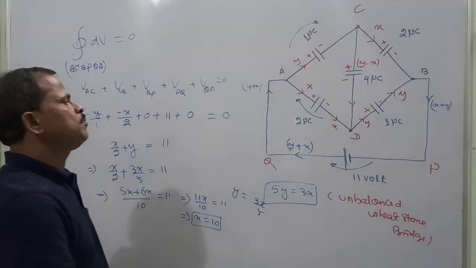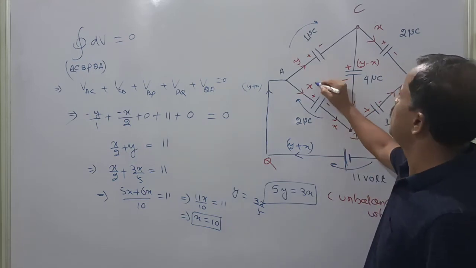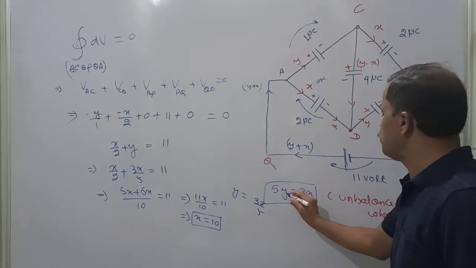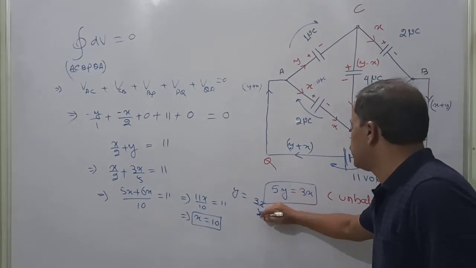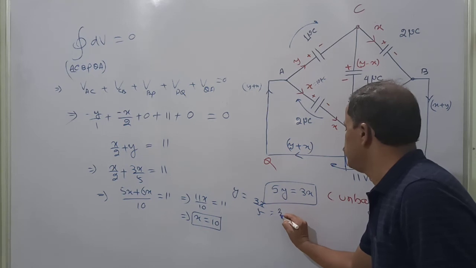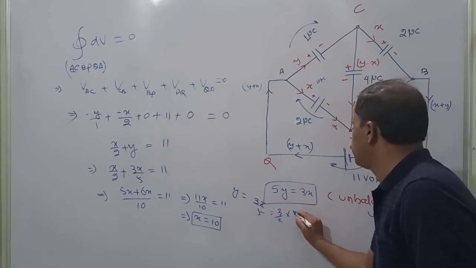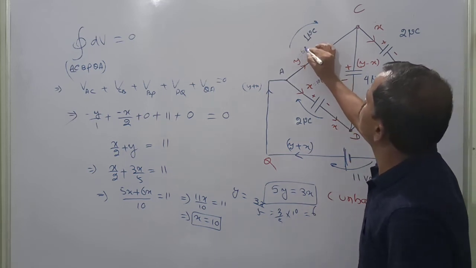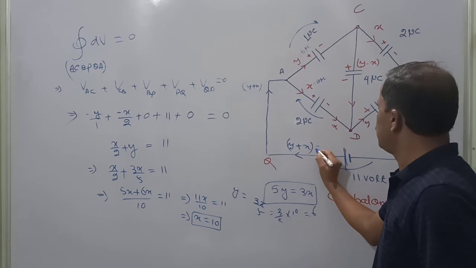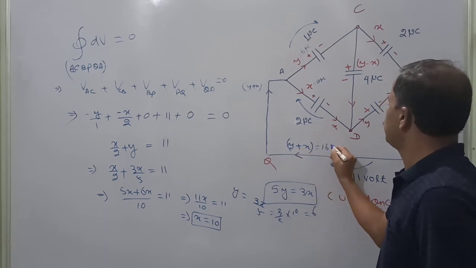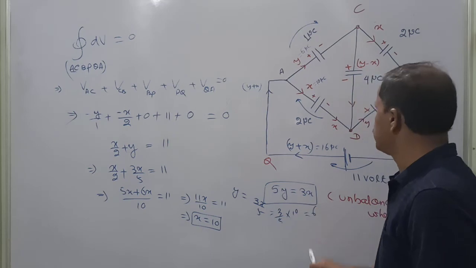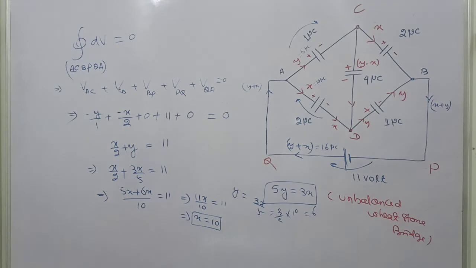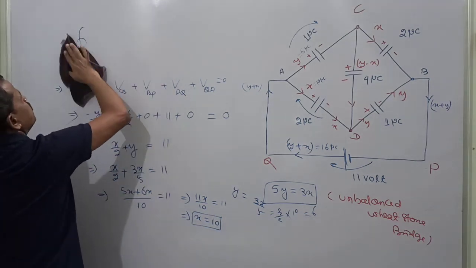So now the amount of charge flowing along this path is 10 microcoulomb. If x is 10 microcoulomb, then what is y? y is equal to 3x by 5, that is 3 divided by 5 times x, which is 10. That is equal to 6 microcoulomb. Then how much is the total? 10 plus 6, 16 microcoulomb. So 10 microcoulomb and 6 microcoulomb, total is 16 microcoulomb. Please note this down. Then this problem is about to be finished.